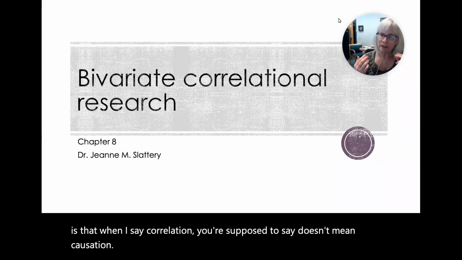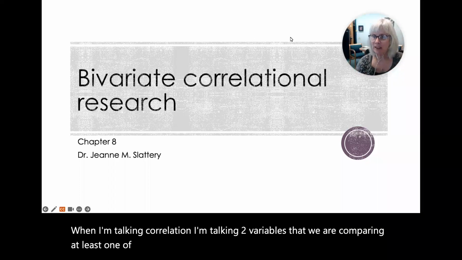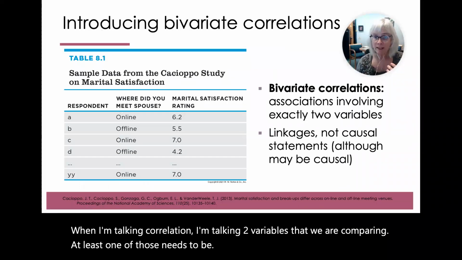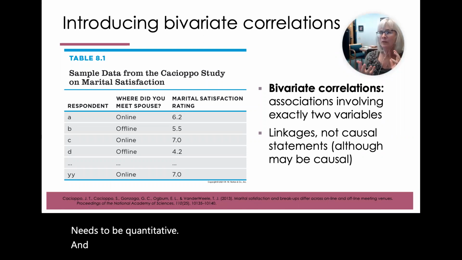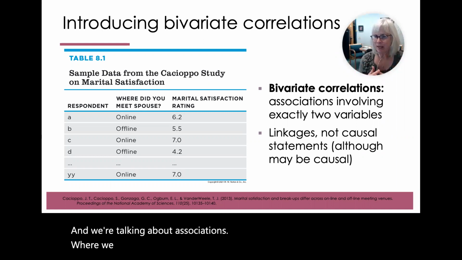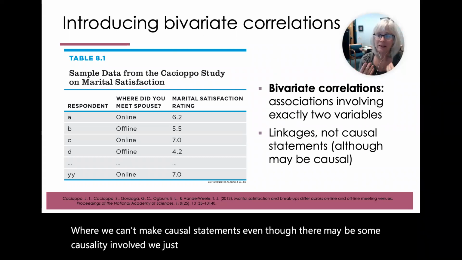When I'm talking correlation, I'm talking two variables that we are comparing. At least one of those needs to be quantitative, and we're talking about associations where we can't make causal statements, even though there may be some causality involved. We just don't have the evidence to make a causal relationship.